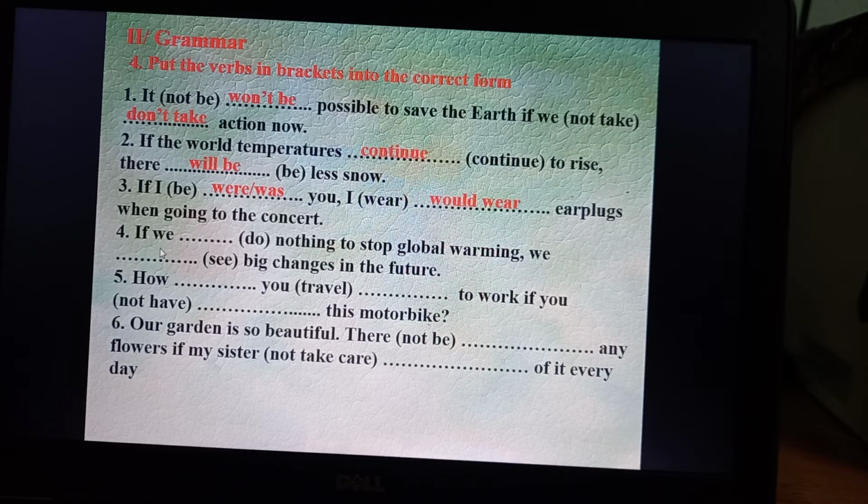And number 4, if we do nothing to stop global warming, we see a big change in the future. You can say if we do nothing. And the next, we will see.